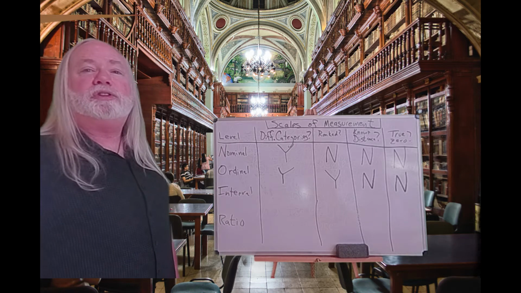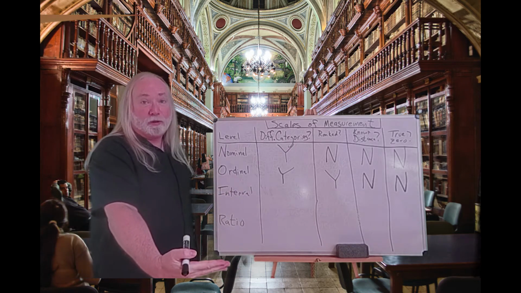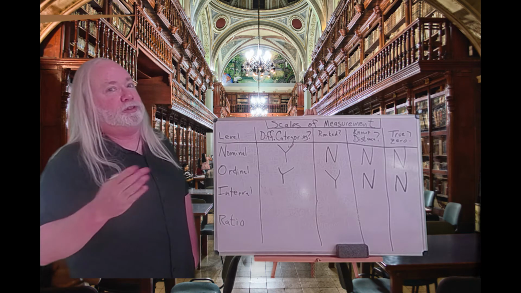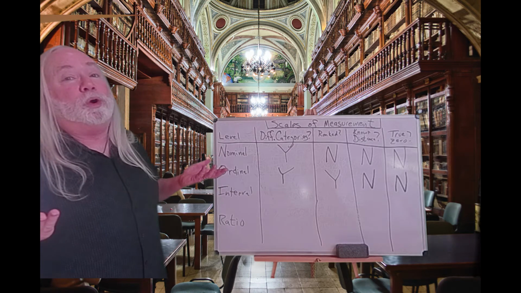Freshman, sophomore, junior, senior. That's ordinal. We know who has more education, more credits racked up, if you will, but we don't know exactly how much more the junior has than the sophomore. Could be 3 credits more. Could be 30 credits more. We really don't know.